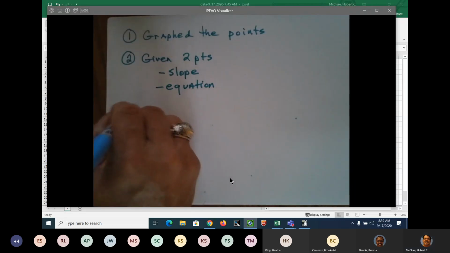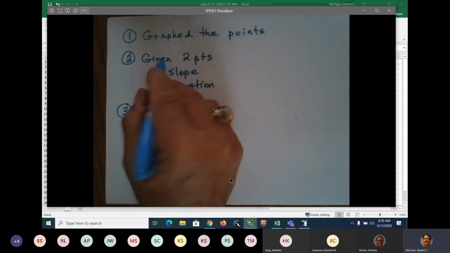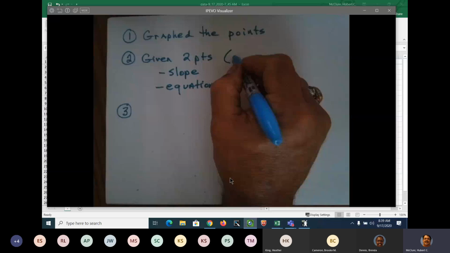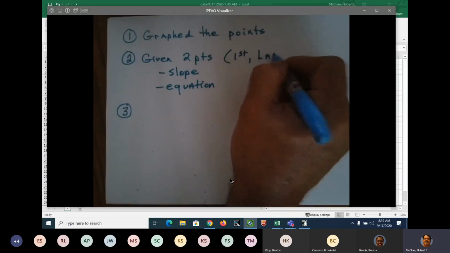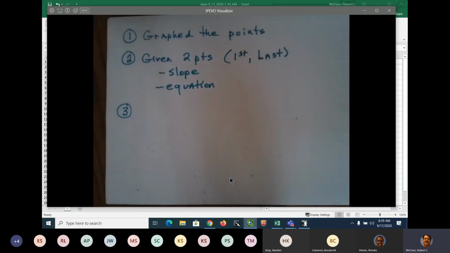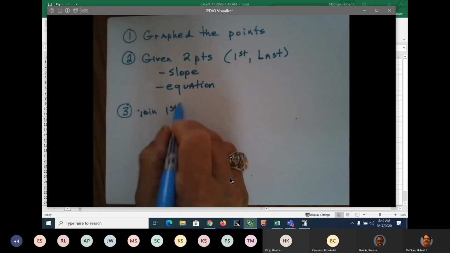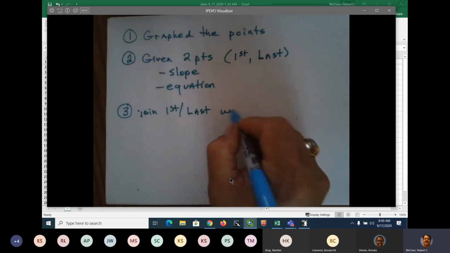3, we graph that line, just connect the first and the last. Because usually when you're given these 2 points, you're going to be given the first point and the last point. And if you join those 2 points, you're going to have the straight line. Join first and last, or points given with line.